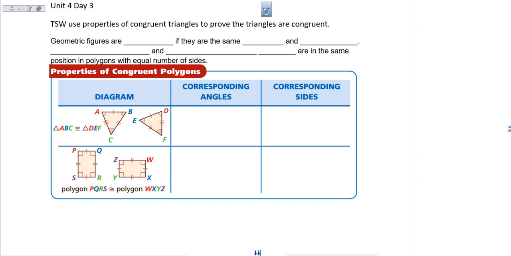Today we are going to look at congruent triangles. Remember that congruent means same size and shape. Also remember that our symbol for congruence is the equal sign with the squiggly line over top.